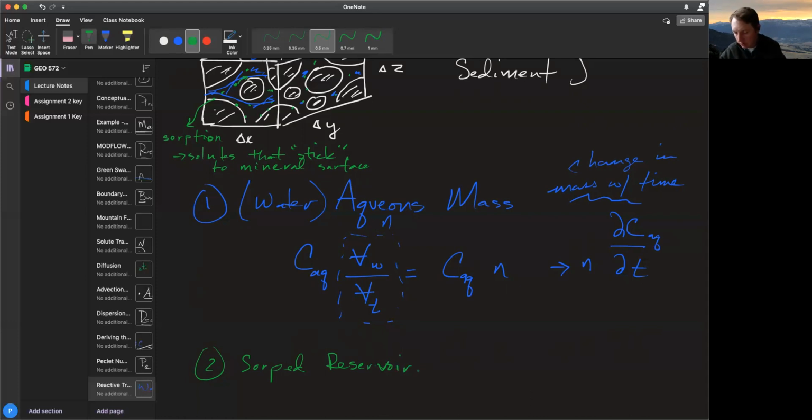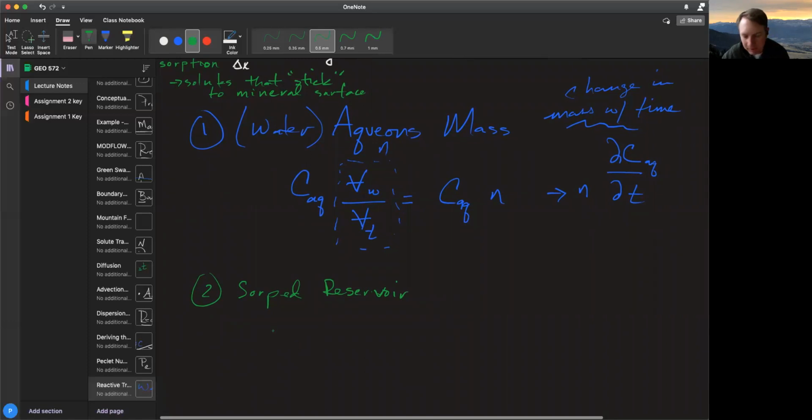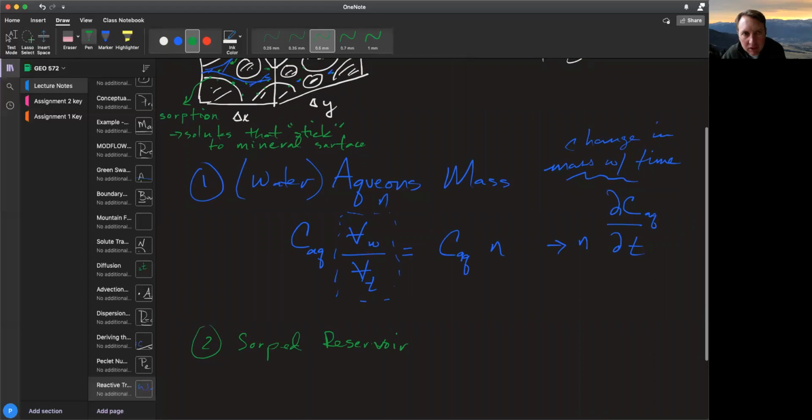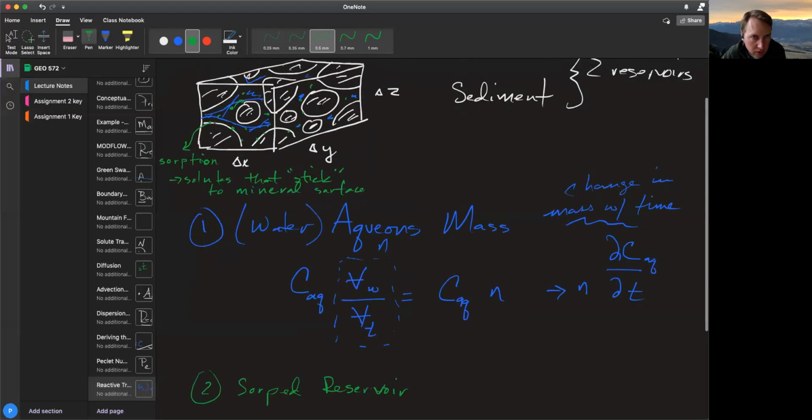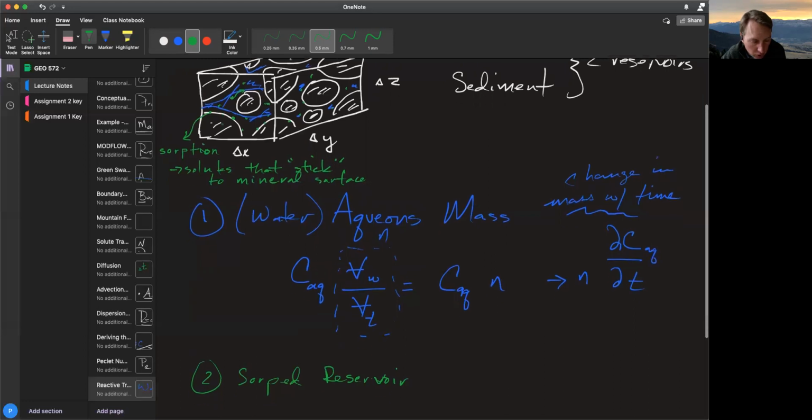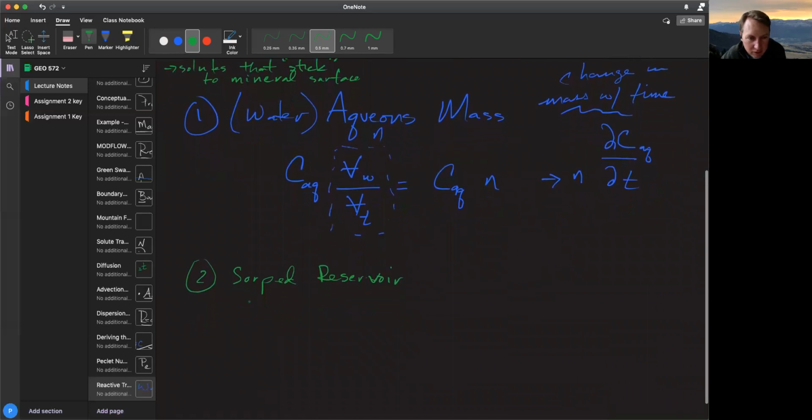And so some important things about the sorbed reservoir that we talked about: it's technically still dissolved, but it's stuck. So it's not mobile. It's not chemically bound to the mineral surface, but it's no longer mobile. So let's do this: A, it's still dissolved, all right? But it's electrically bound, or attracted.